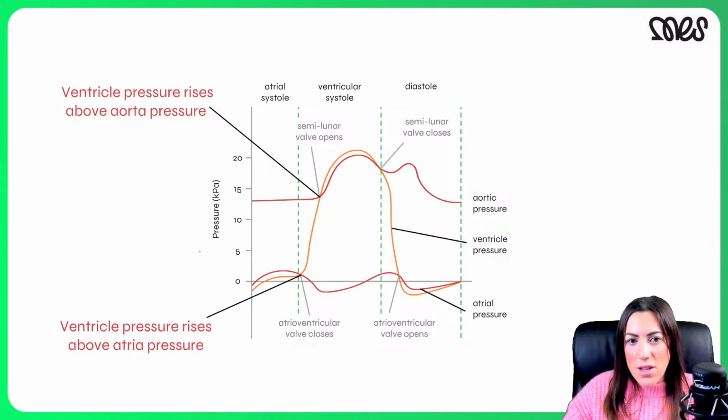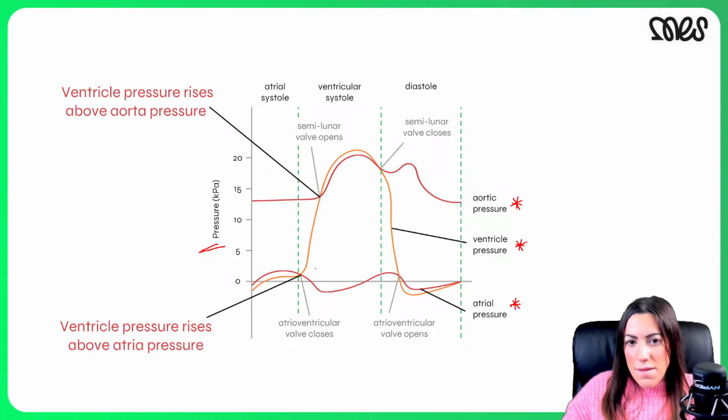This graph has got pressure on the y-axis. In kilopascals, it's the pressure. And it's giving you three pressures. Look over here. The pressure in the aorta, which is an artery, the pressure in the ventricle, and the pressure in the atrium. You've got three lines. The ventricular pressure is in orange, the aorta pressure is at the top there in red, and the atrial pressure is down the bottom in red. Now basically, the graph is showing you the changes in pressure.